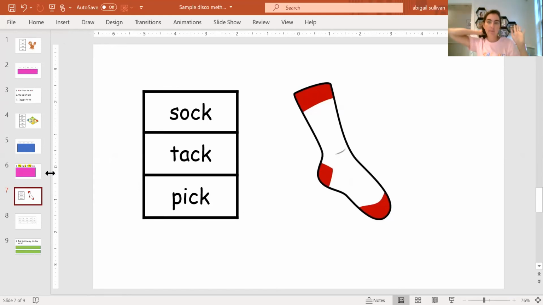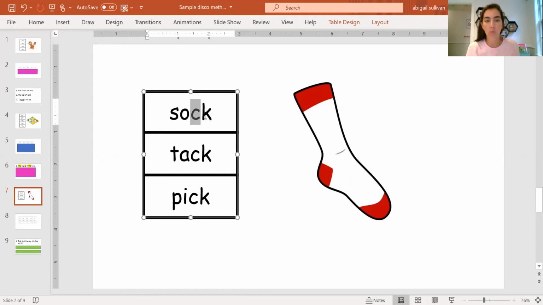So that's strange because in real life, the C says K and the K says K. And now we see them together and they still say K. This is kind of a funny thing about our language. Why do we have them both together? I do not know, but we do.